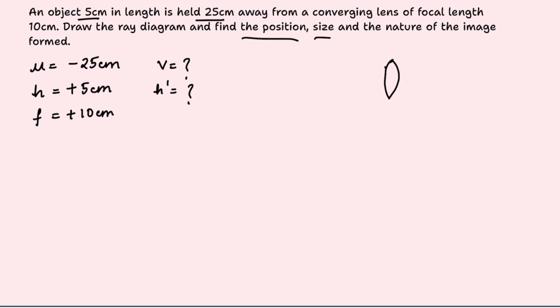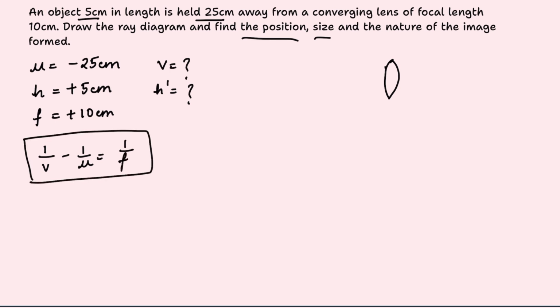So let's start. The formula which we need to use is 1 by V minus 1 by U is equal to 1 by F. So this is the lens formula. So I'll just substitute all the things. Before that, I need to find out V. So I'll add 1 by U on both sides, so I'll take it to this side. So I'll get 1 by V is equal to 1 by F plus 1 by U.